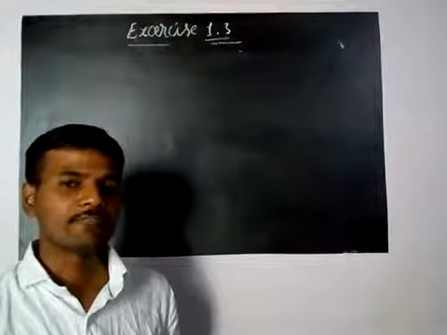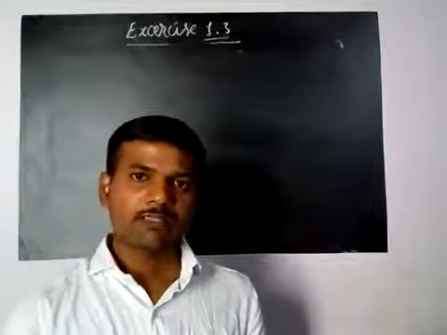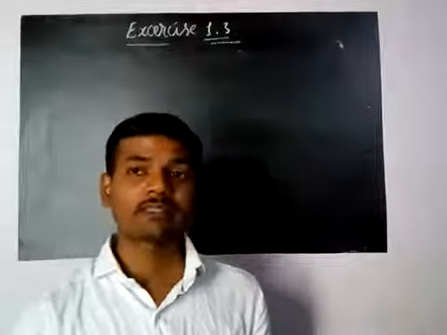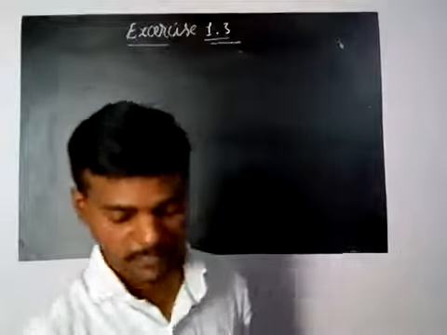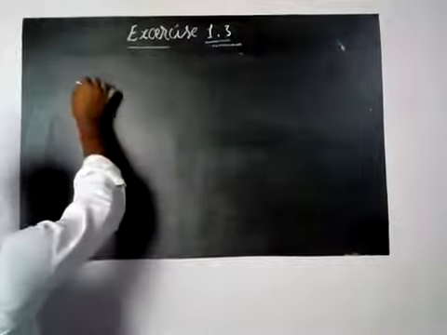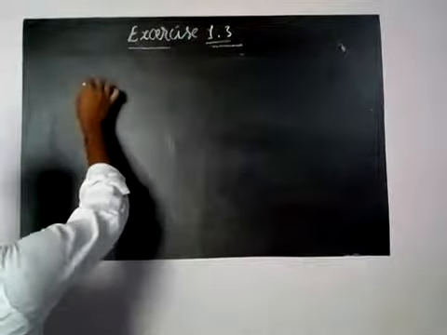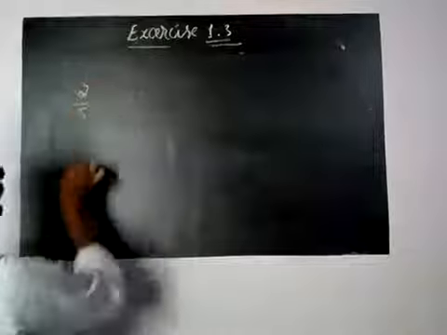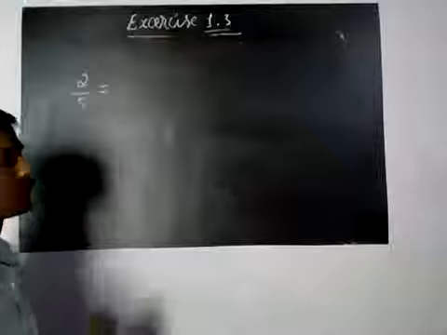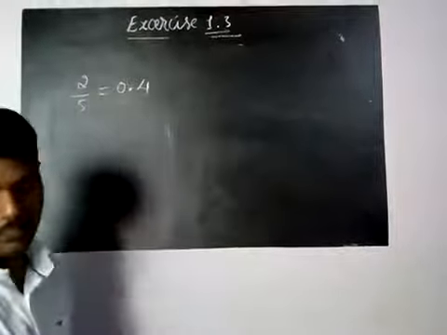Okay, let me see some examples. Depending on those examples, I have to say what property q must satisfy. Let me see what property q satisfies. Let me have an example. 2 by 5. What is the decimal expansion of 2 by 5 here? 2 by 5 is 0.4, right?